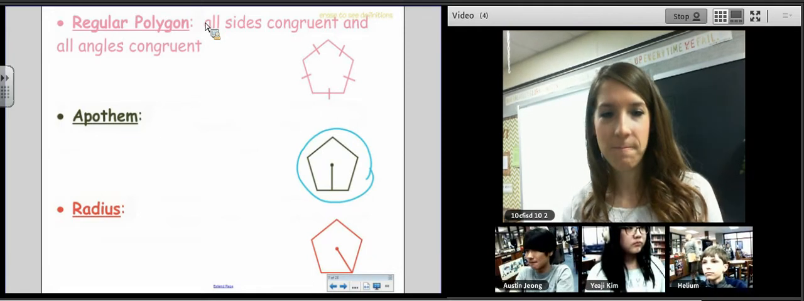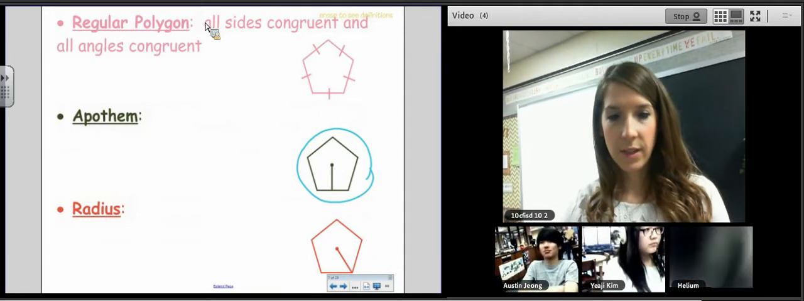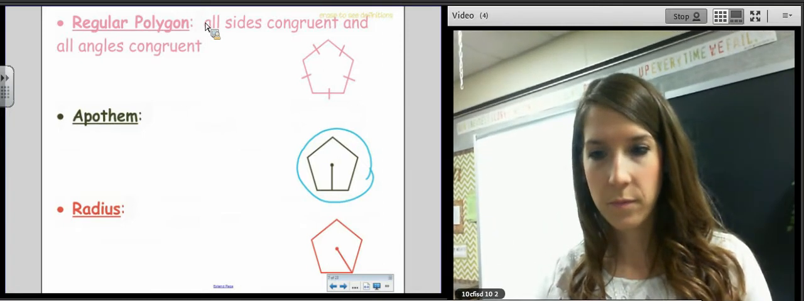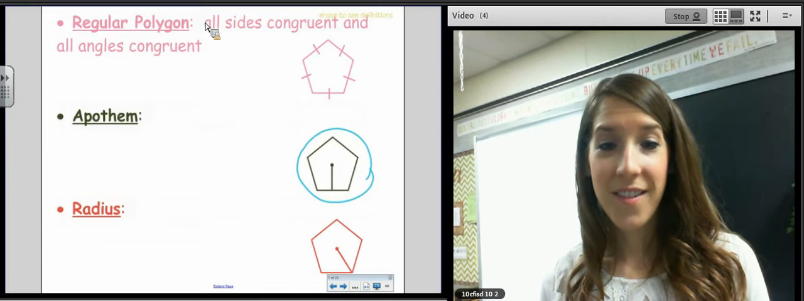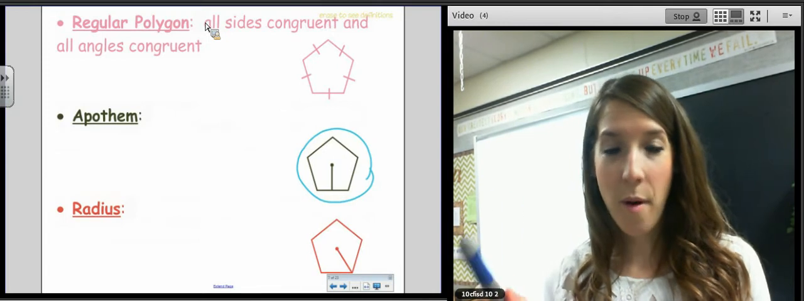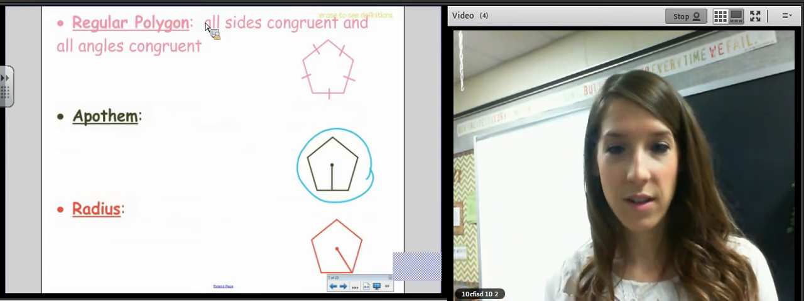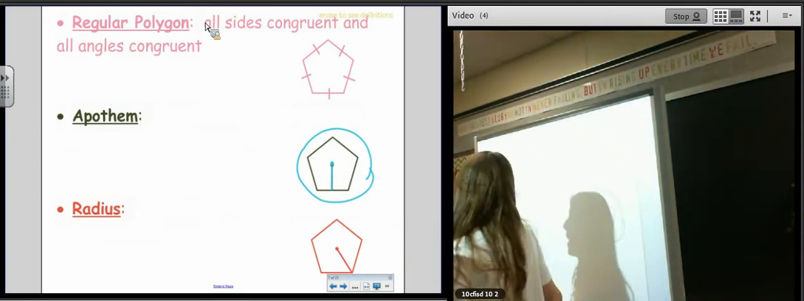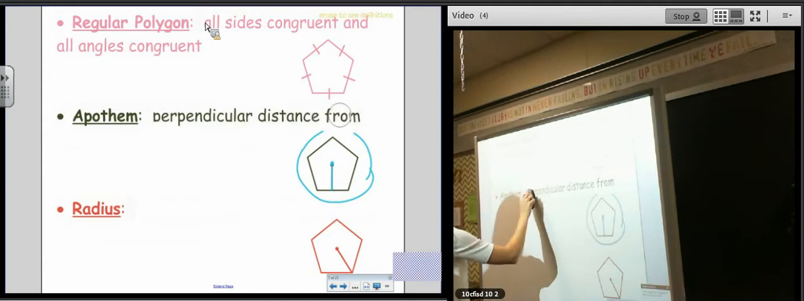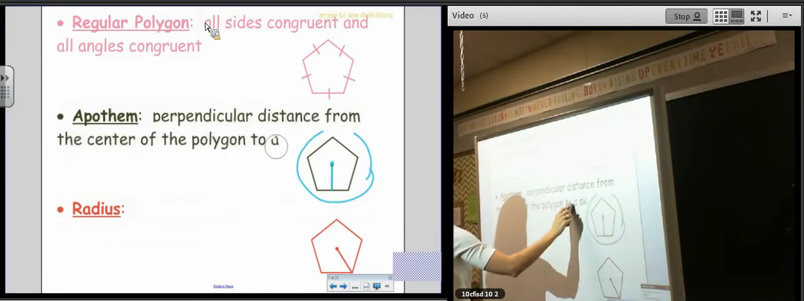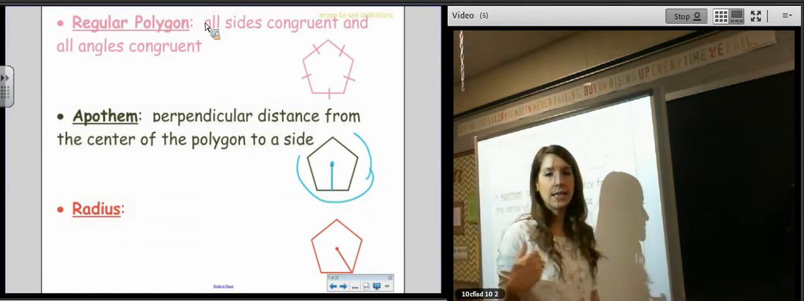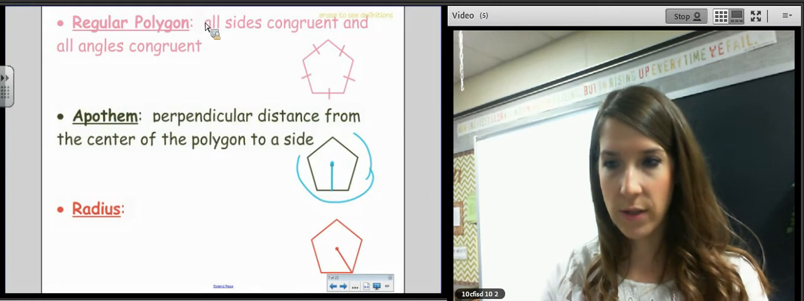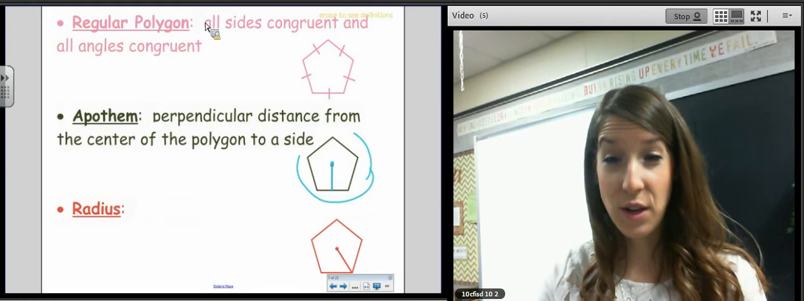Thank you for plugging your cameras in. It is a segment that goes from, what do you think? From the center of a polygon to, yeah, it will be a midpoint, but it goes from a center to a side. And it's the perpendicular distance. So it's kind of like an altitude, except it doesn't go all the way up. Very good. Perpendicular distance from the center of the polygon to a side. So write that down so you know what an apothem is.